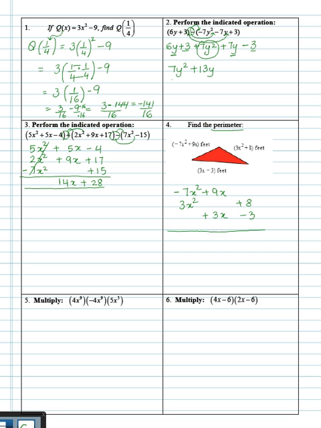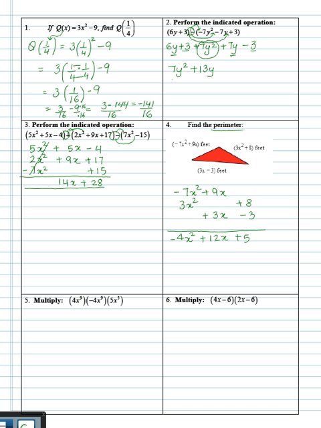And again, you might have noticed that I'm writing the like terms underneath each other so I don't get confused. So negative 7 and 3 gives me negative 4x squared. 9 and 3 gives me 12x, and 8 minus 3 gives me positive 5. So the best way to do it is to write them one underneath the other so you don't confuse them or add them with some other terms.